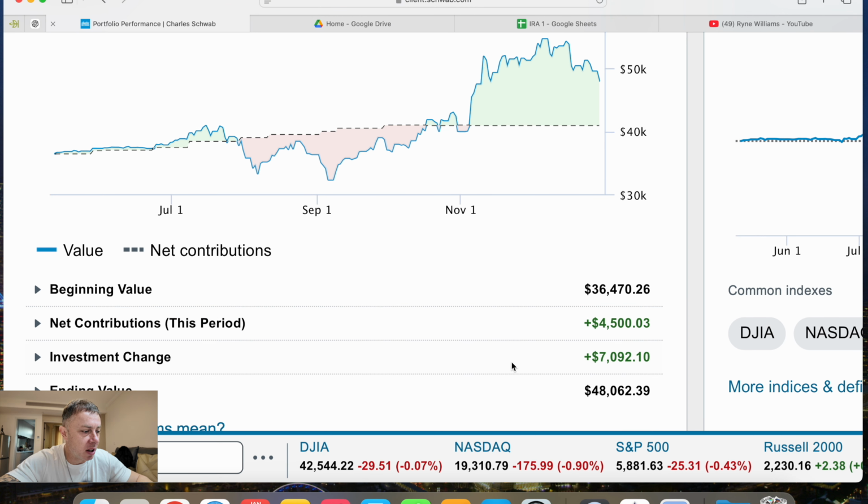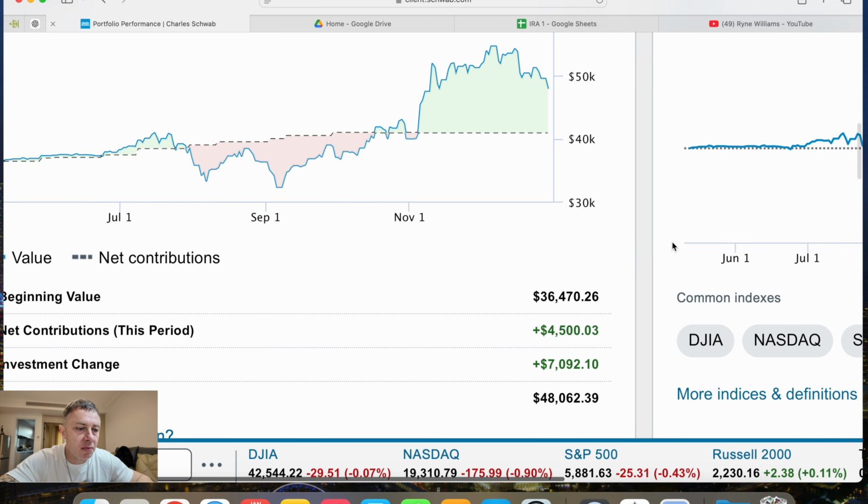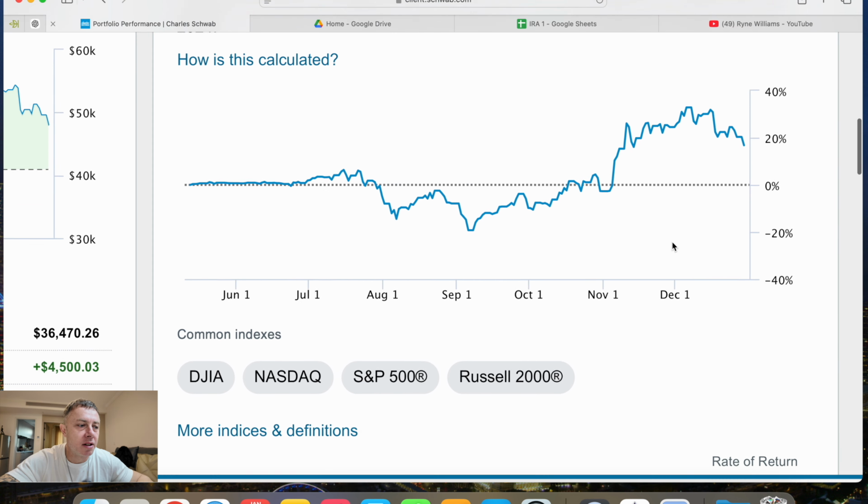You see right here, it says beginning value 36,000. That's how much was in this portfolio when it moved here in May, right? So prior to May, it was this much money here, 36,000, and all of it moved to Schwab in May. So starting in May in this portfolio, we had 36,000, but right now it's 48,000. So it gained more than the amount it says here. So Charles Schwab. Okay, anyway, let's go look here.